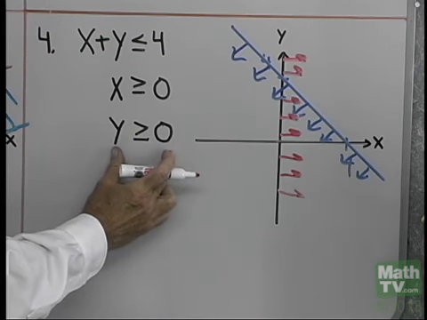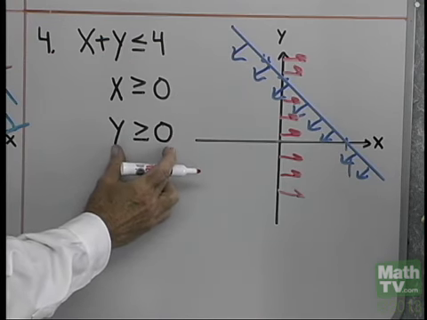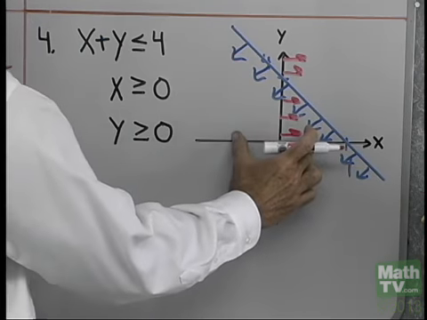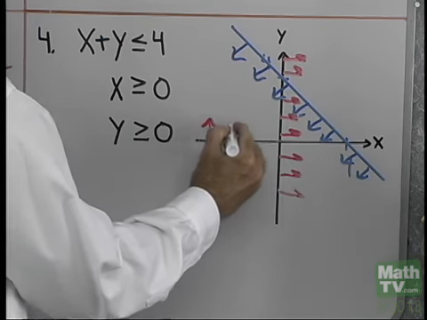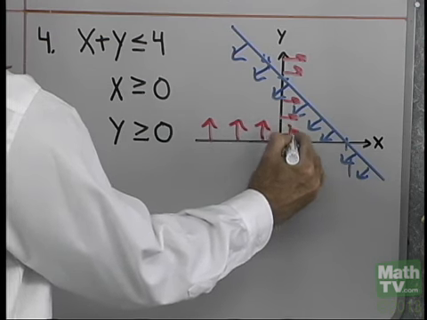Y greater than or equal to 0, well, that's all the ordered pairs with positive y coordinates. That's going to be everything from the x-axis on up. So that's everything up in this direction.